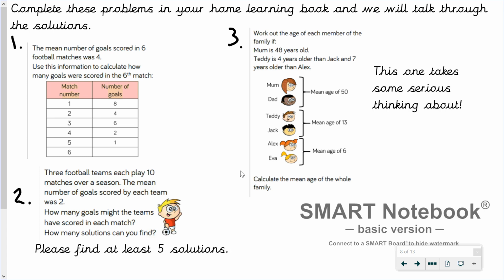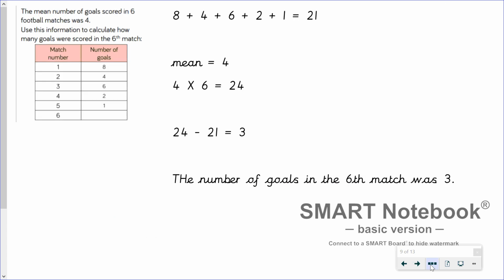Right, let's talk through your answers. So the first one: the mean number of goals scored in 6 football matches was 4. Use this information to calculate how many goals were scored in the 6th match. So we use the method: we add up the data we've got, we times the mean by the total number of data, and then we take away.